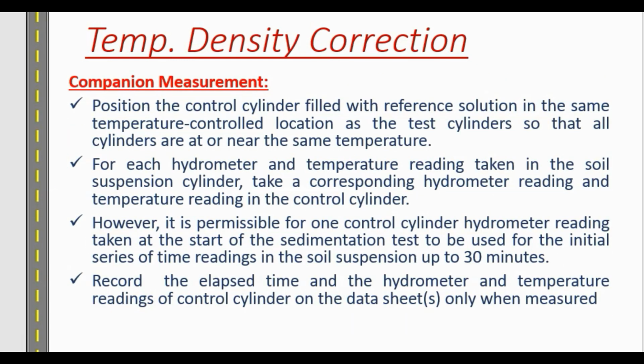Companion measurement. Position the hydrometer control cylinder filled with the reference solution in the same temperature controlled location as the test cylinder of our soil, so that all the cylinders are at near to the same temperature. For each hydrometer and temperature reading taken in the soil in suspension cylinder, take a corresponding hydrometer and temperature reading in the control cylinder that is filled by reference solution.